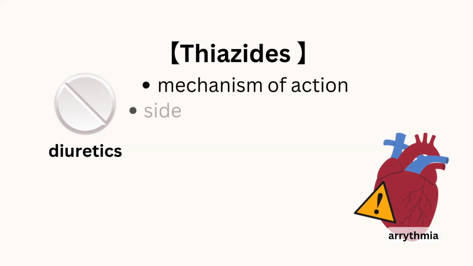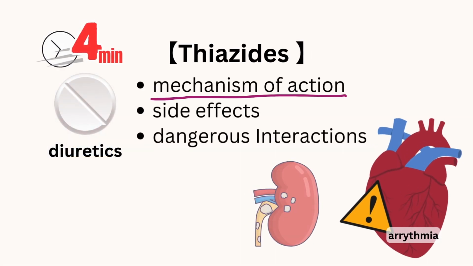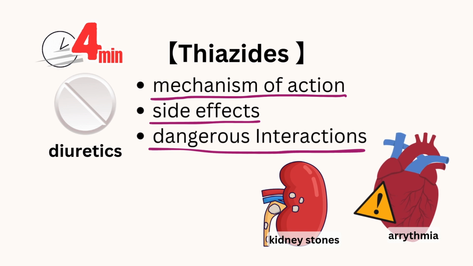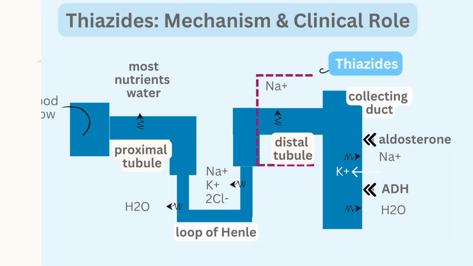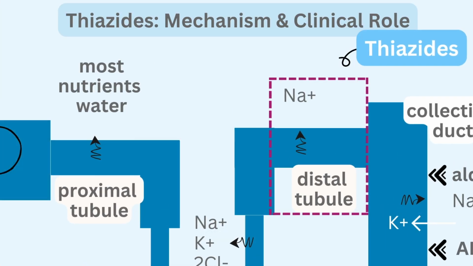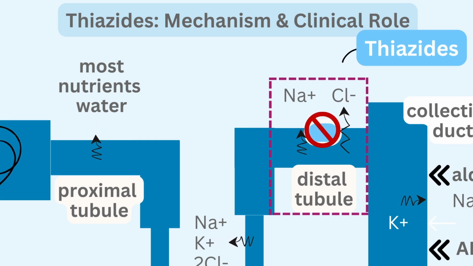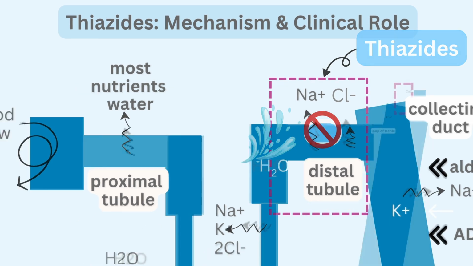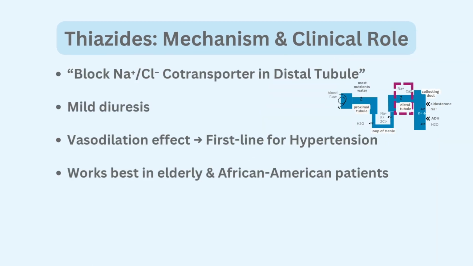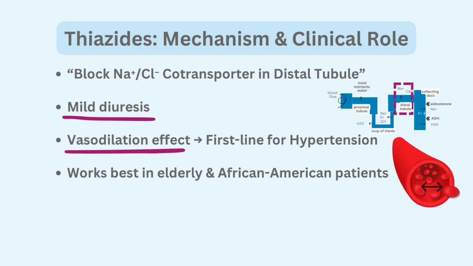In this 3-minute video, you'll master the mechanism, the side effects, and the dangerous drug interactions of thiazide diuretics. Thiazides block the sodium chloride cotransporter in the distal tubule. This stops sodium and water reabsorption and produces mild diuresis. They are not as strong as loop diuretics, but they also dilate peripheral vessels. That's why they are the first-line drugs for hypertension.